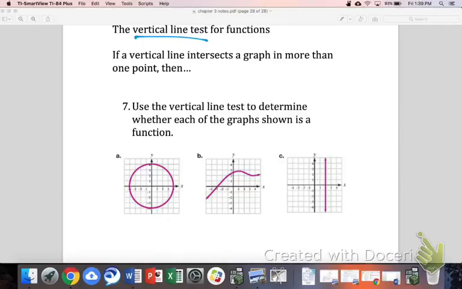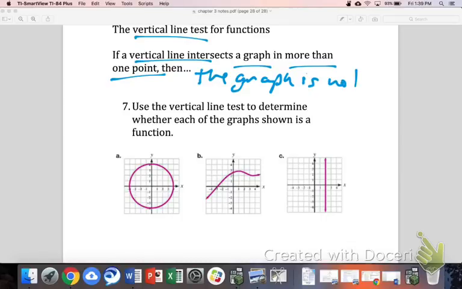So here is, I want to explain something, so it needs to be quiet so I can have some sense that you're listening. If a vertical line intersects a graph in more than one point or more than one spot, then the graph is not a function. So if a vertical line intersects the graph in more than one point, then the graph is not the graph of a function.